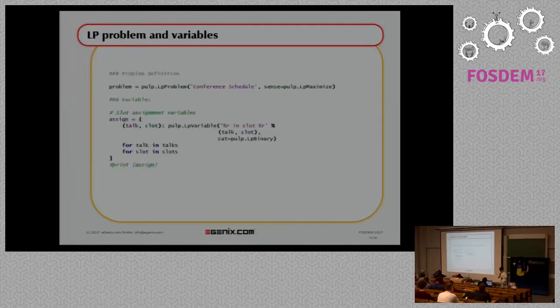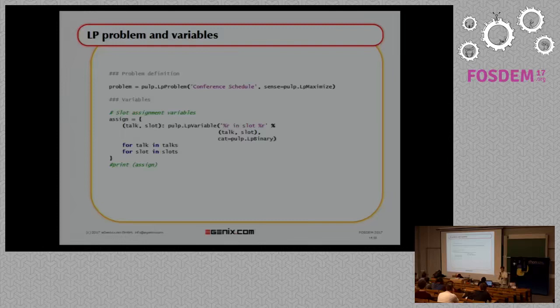And then you start defining this problem by creating this LP problem object, and you add things to it. So first thing is you start with your problem object, and then you go ahead and you define your first variables. The model that I'm using here is a very simple one. Basically you have an assign variable, and the assign variable says that this talk is going to be in that slot. And you do that for all combinations that you have.